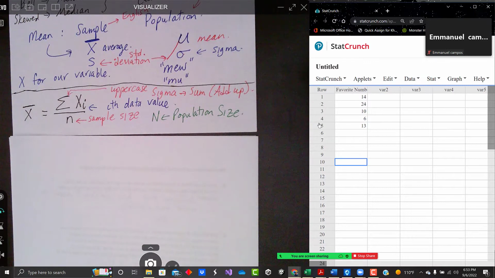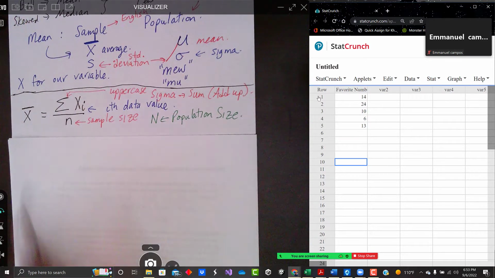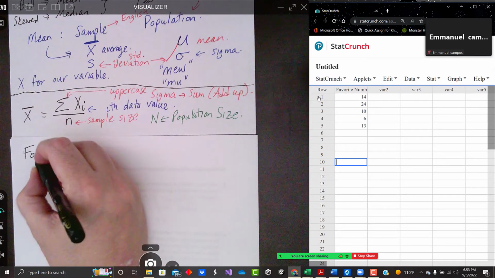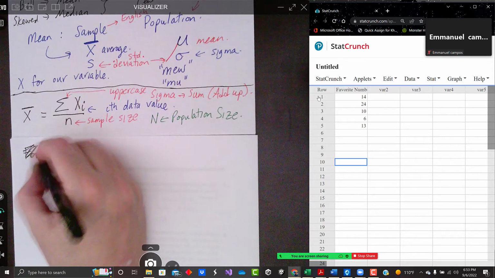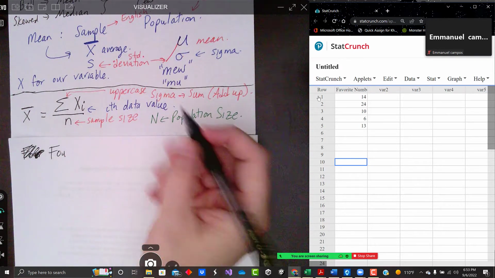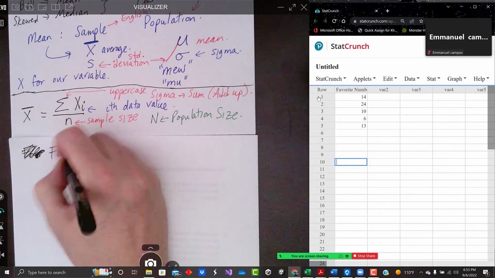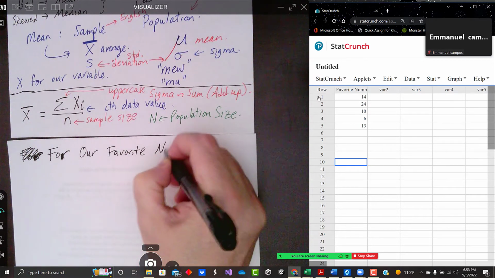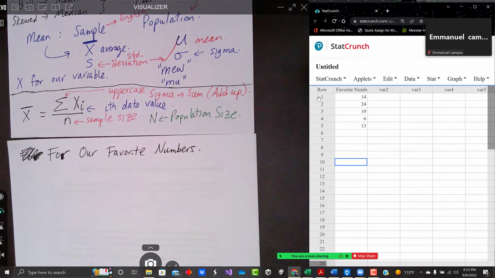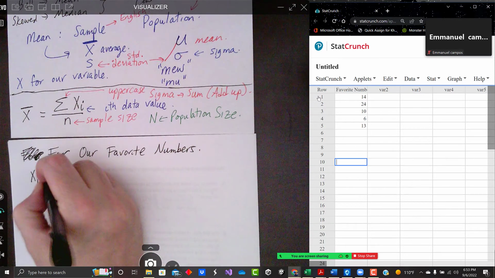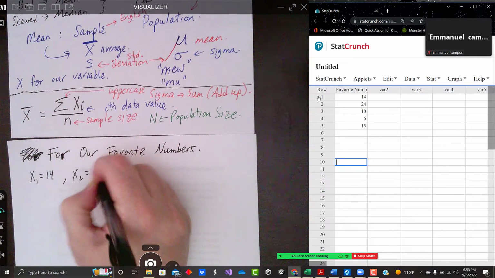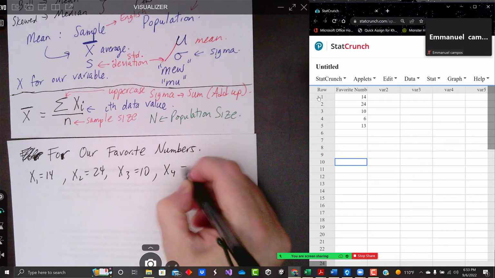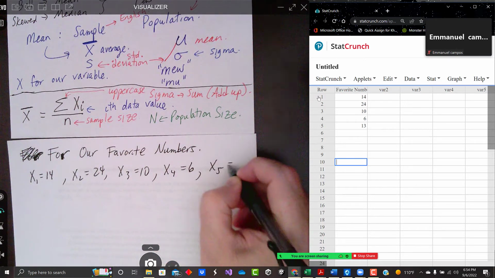So these numbers right here, those are like the i's. So rather than using i, we put a number for our favorite numbers. I keep trying to write the numbers for our favorite numbers. X1 is 14. X2 equals 24. X3 equals 10. X4 equals 6. X5 equals 13.